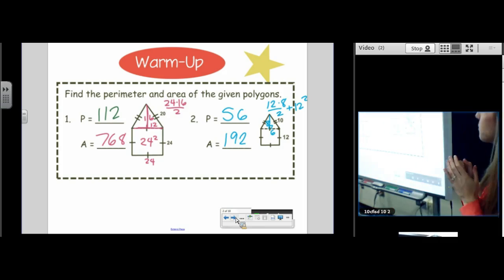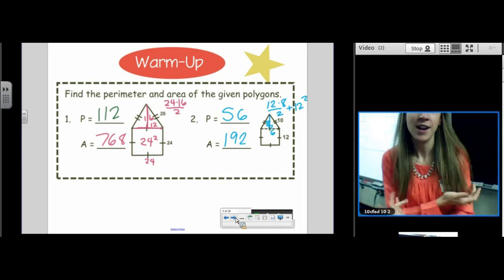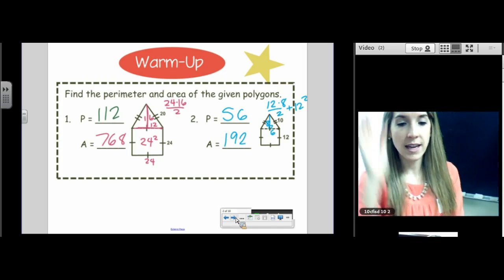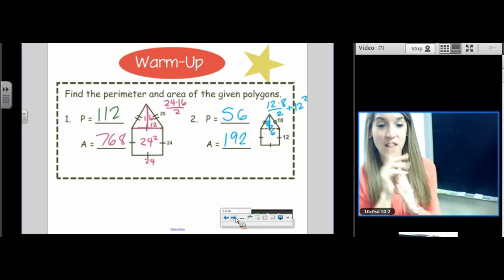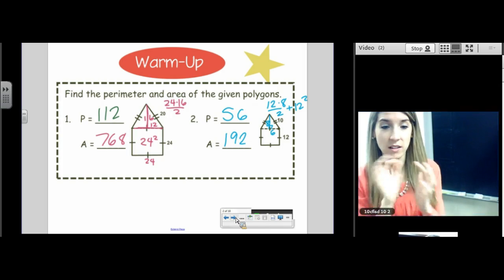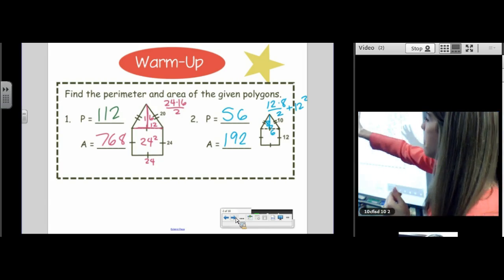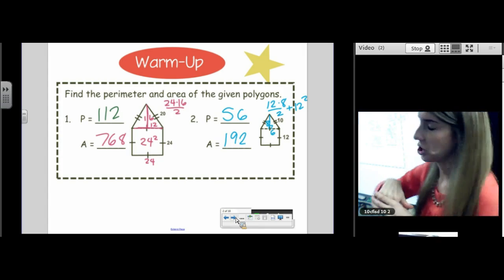Okay, so why did we do this warm-up? Well, first, we did it because we're in the area and perimeter unit. But second of all, it leads us into the lesson. Good observation, V. Let's talk about that real quick. What is the scale factor from the first shape to the second shape?